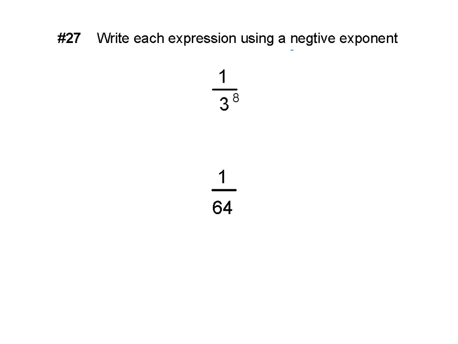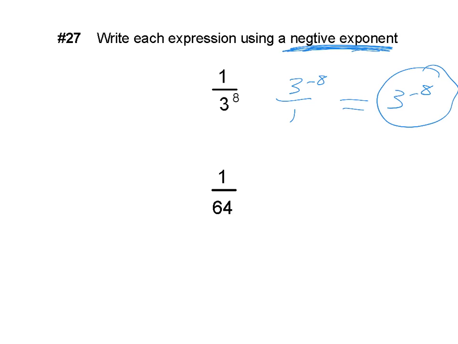They want you to write these on number 27 using a negative exponent. So we're just going to flip it, right, and make the exponent negative. And then you can get rid of that 1, excuse me, on the bottom. That's okay to get rid of that.